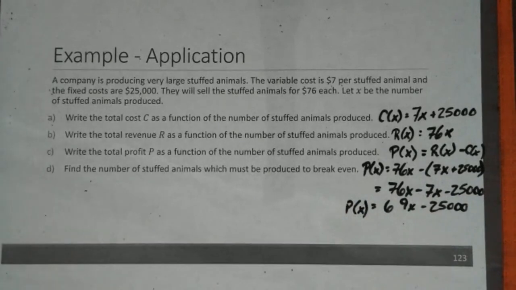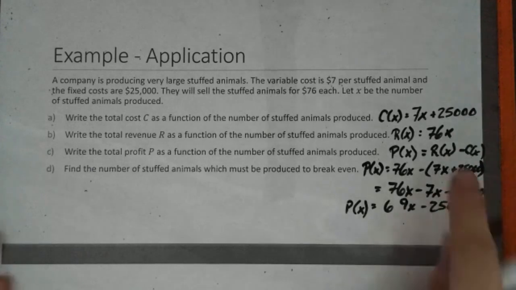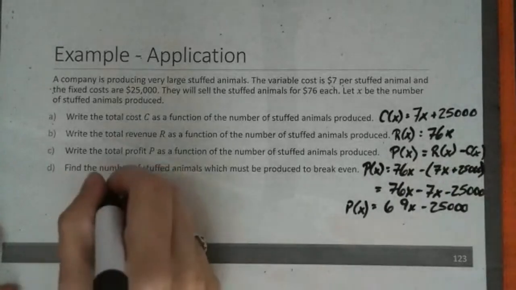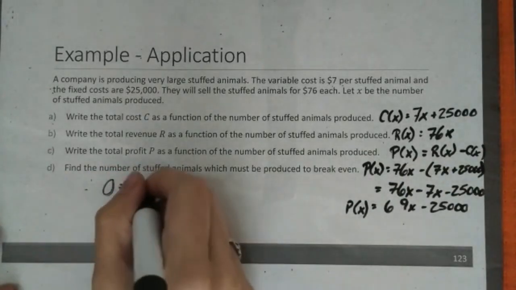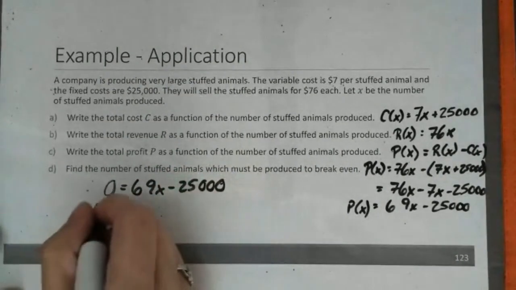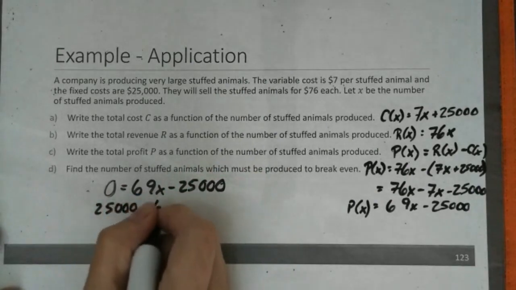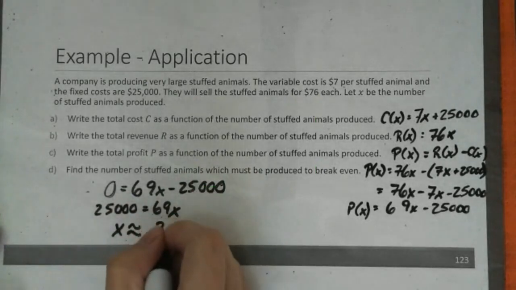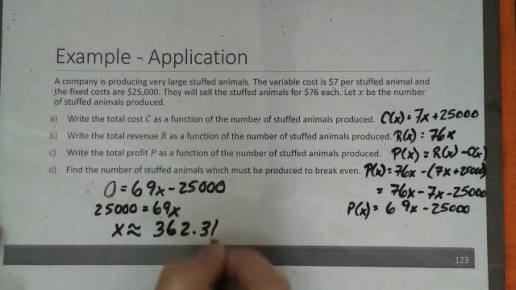Finally, we want to find the number of stuffed animals which must be produced to break even. So we want our cost to be equal to our revenue. Or we want our profit to be 0. Those mean the same thing. Because if the revenue equals the cost, then our profit will be 0. So what I want to do is make our profit equal to 0. 69x minus 25,000. I can add the 25,000 over, so we have 25,000 is equal to 69x. And if I divide that out, I get x is roughly equal to 362.31.